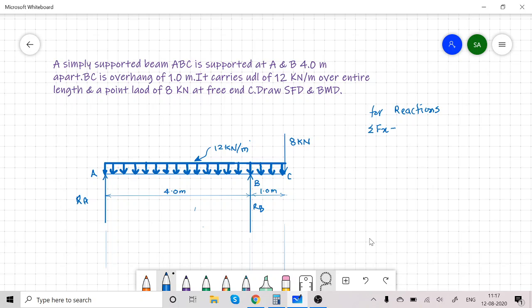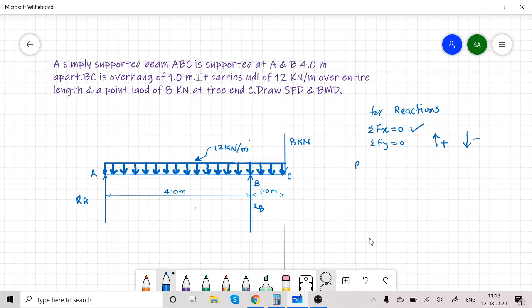Sigma Fx is equal to 0. This condition is already satisfied as there is no horizontal force. So sum is already 0. Sigma Fy equal to 0. For that, I am using the sign convention, upward force positive, downward force negative.